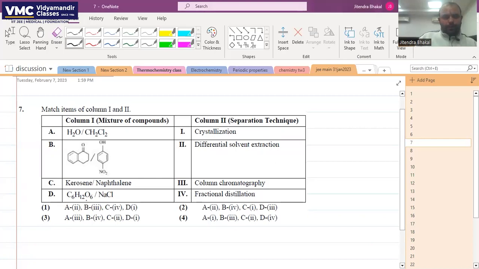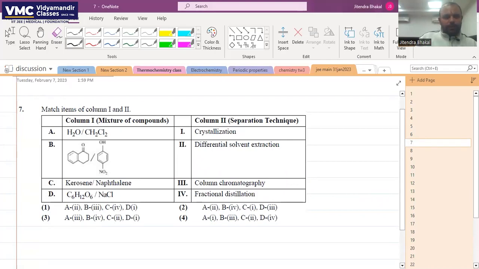Here we have the formula of glucose or sucrose, and NaCl is there. So glucose and NaCl both are solids. To separate these, we can use crystallization. So for D, the first option will match. So in first and third, we can say out of these two, there will be an answer.